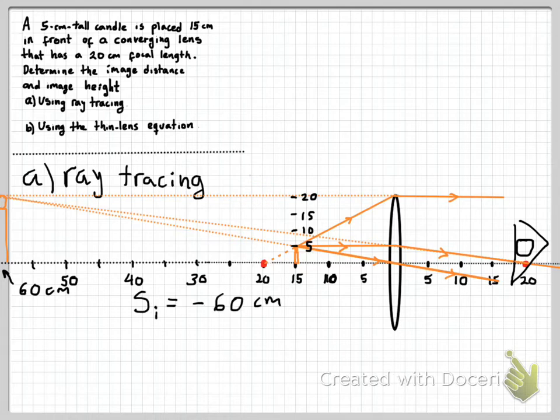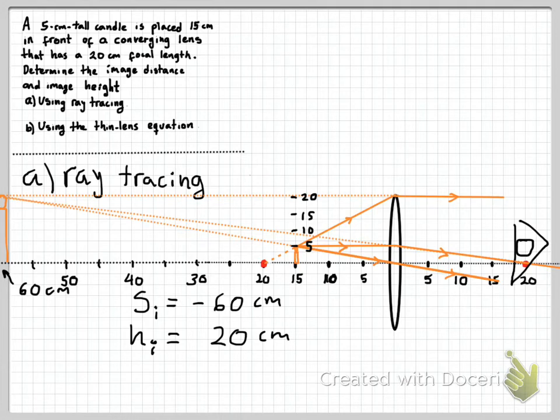So the final numbers here are going to be the distance to the image is minus 60. Remember that that minus is important because the image is located upstream from the lens, and any image upstream from the lens, the distance counts as a negative number. If the image had been on the right side of the lens, then that would have been a positive distance to the image. So this is a virtual image. Virtual images have a negative distance to the image. That's what we got here. And the height of the image, as we said, is going to be approximately 20 centimeters.